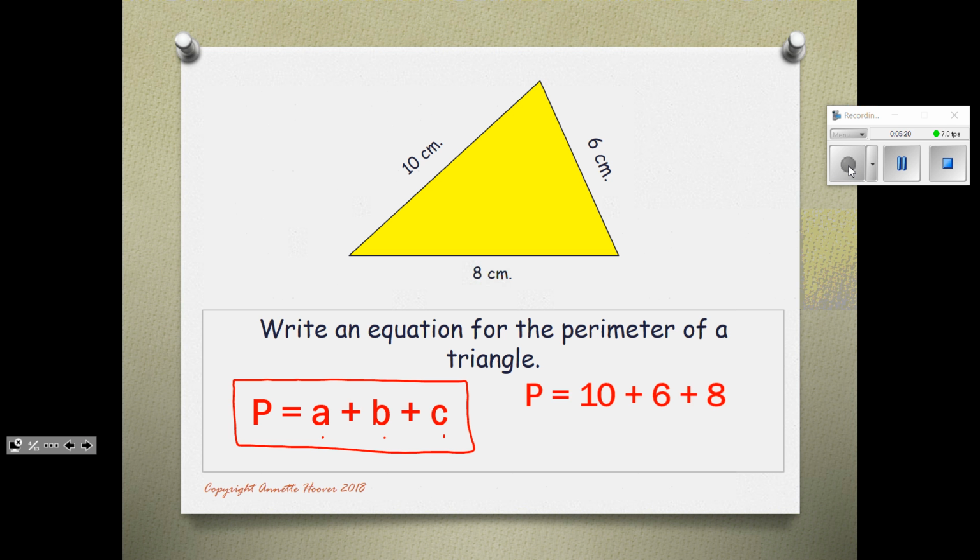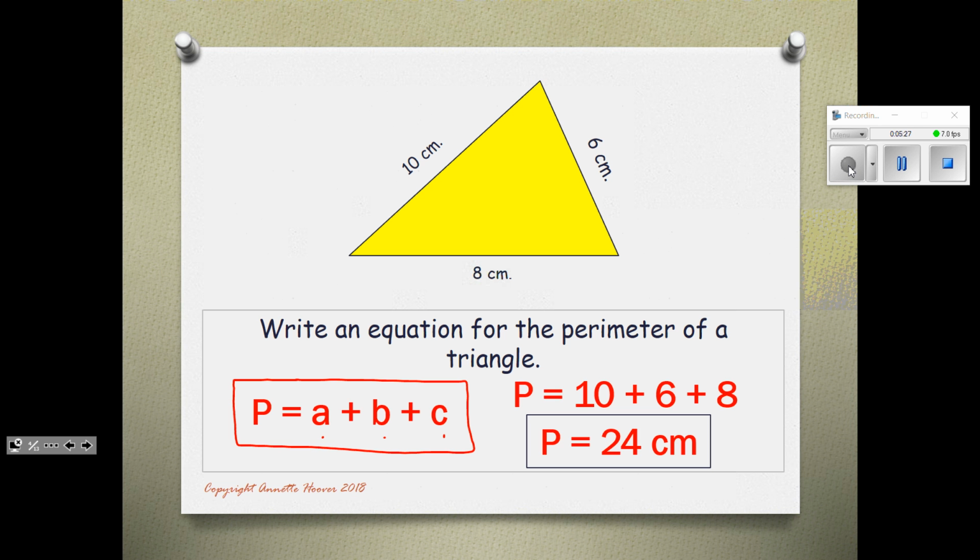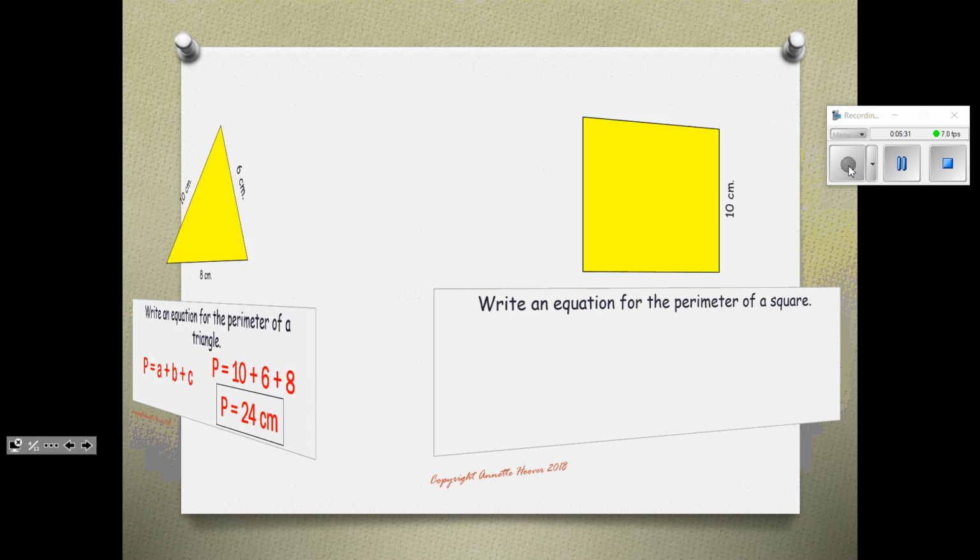So you plug in the numbers for each one. 10 plus 6 plus 8 would equal 24, and we label it centimeters because this also was in centimeters.